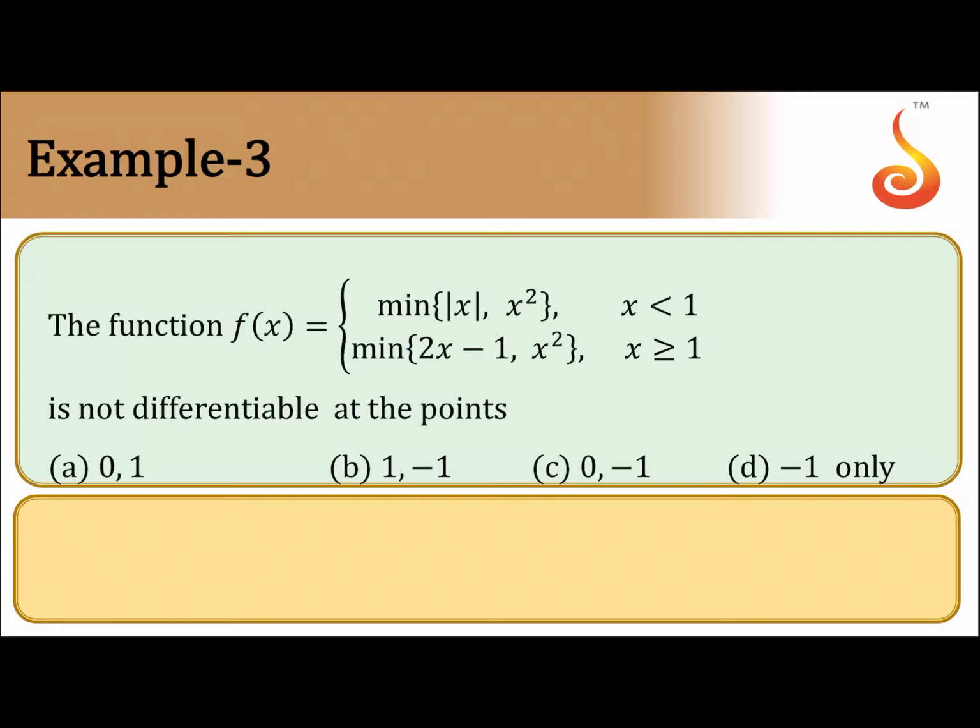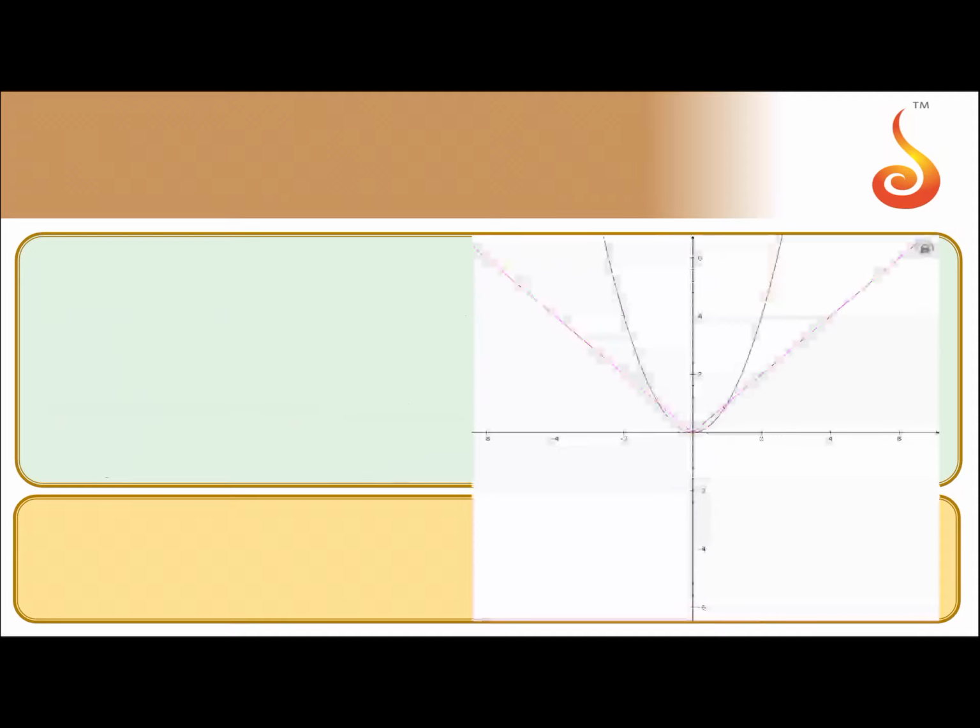x square whenever x is less than 1. Minimum of 2x minus 1 and x square when x is greater than or equal to 1. Let us see the graph, then you get an idea about it.